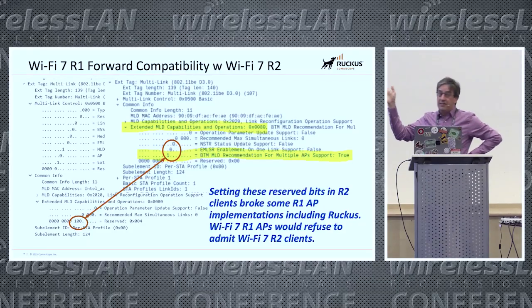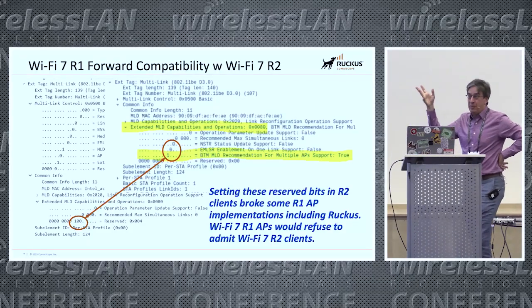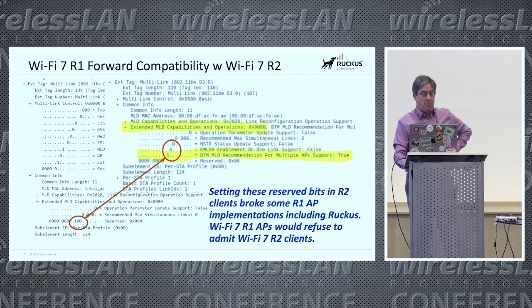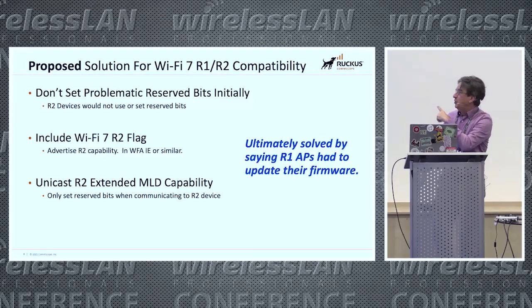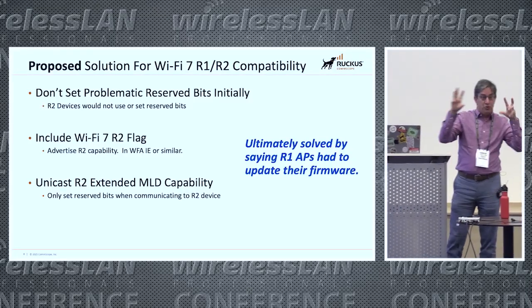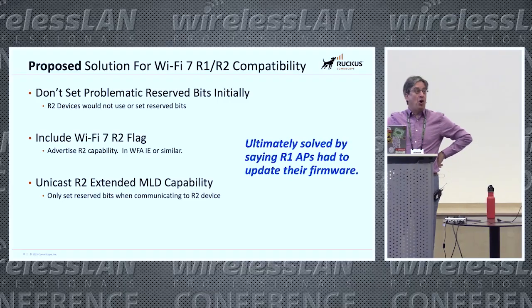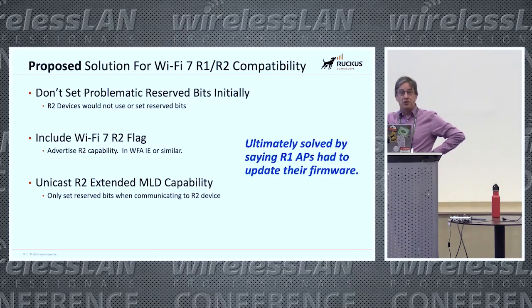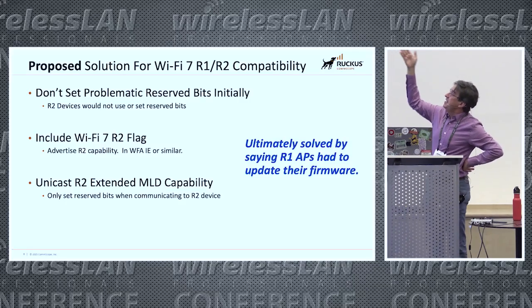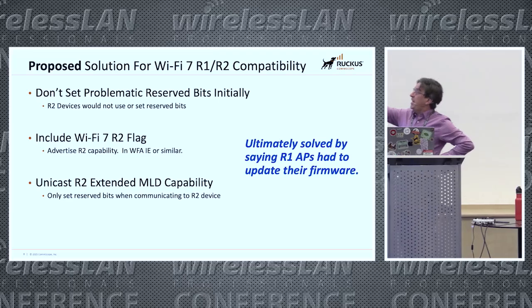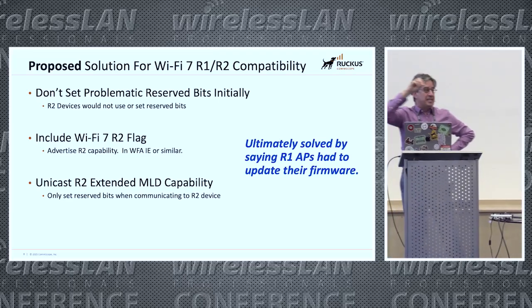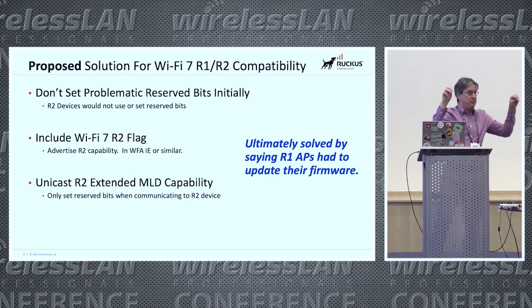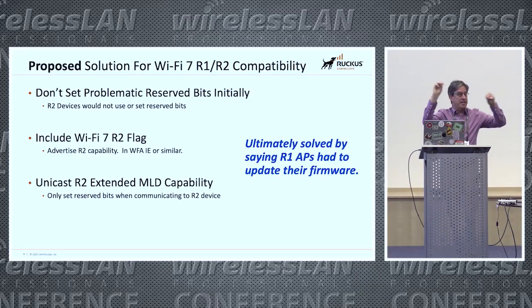So this is one of the advantages of being in the Wi-Fi 7 testbed: we actually realized this pretty early on and have gotten a fix in there. But when this was discovered, one of the things that was proposed out there was this concept of, we're going to be perfectly backward compatible. People wanted to be backward compatible to those broken R1 APs, right? They went in and said, okay, you won't actually set those reserved bits initially. Instead, what you'll do is you'll include a Wi-Fi 7 R2 flag in both the client and AP.